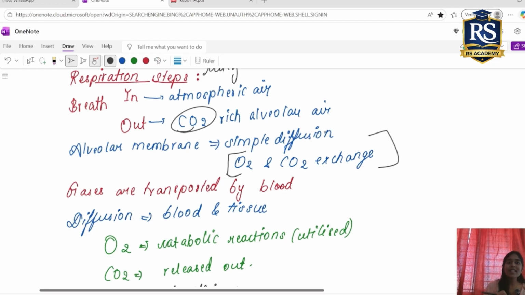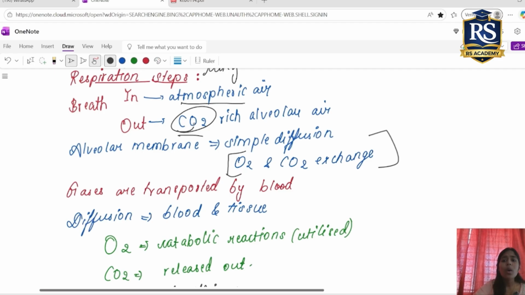So, we can call it inspiration and expiration. Now, during inspiration, the air inhaled is atmospheric air, and during expiration, the air exhaled out is carbon dioxide. This is the first process, the most basic process of respiration.